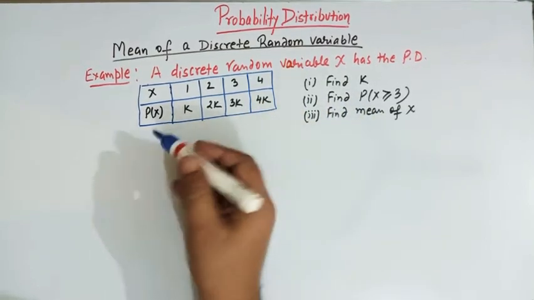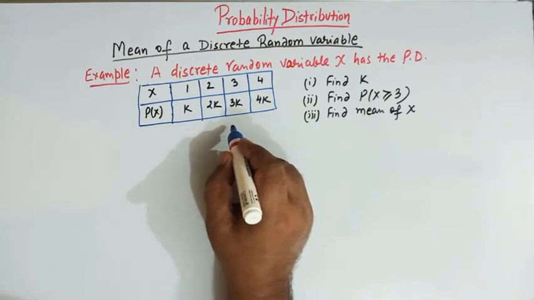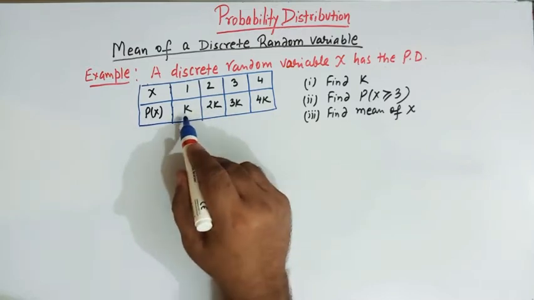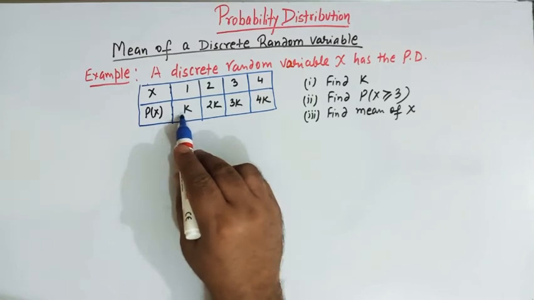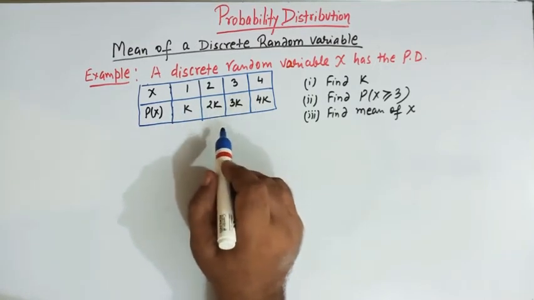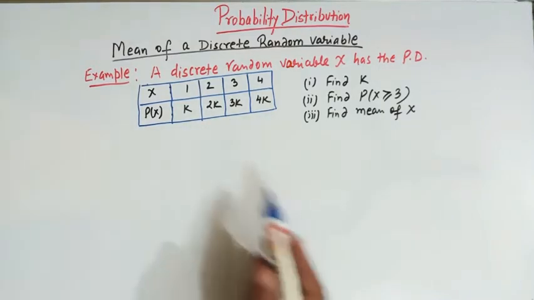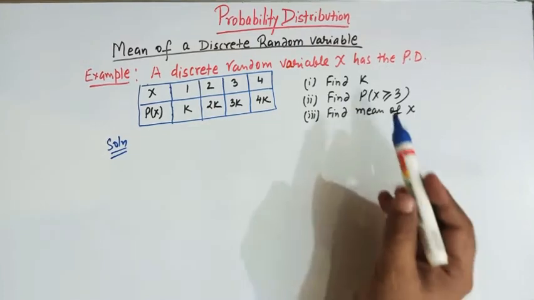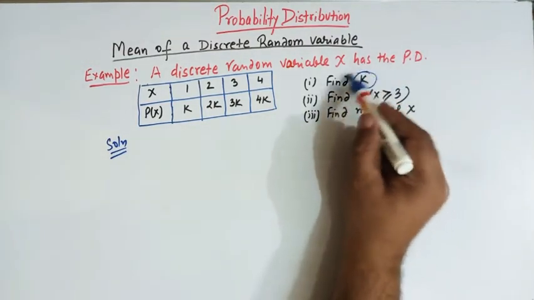And here we know that the value of k should be positive, because probability is always positive, and here k should not be equal to a negative number, right? Okay, so let us start, and here our first aim is to find the value of k, right?